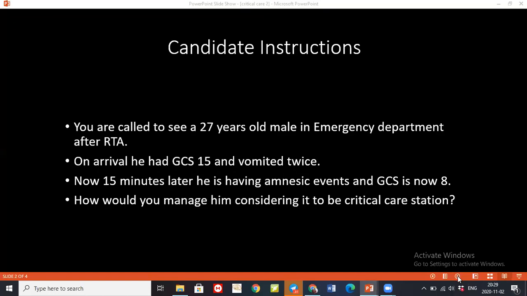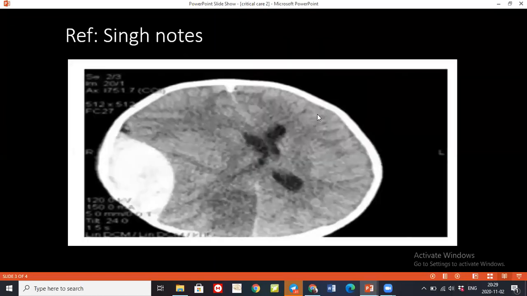Yes, ma'am. Just suppose you've done the imaging and this is what you got. How would you read it? This is a CT scan of the head with contrast, showing a biconvex or lenticular hyperdense shadow with effacement of the ventricles and midline shift. This is showing a right-sided extradural hematoma.